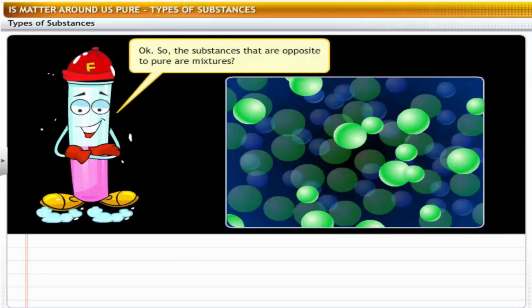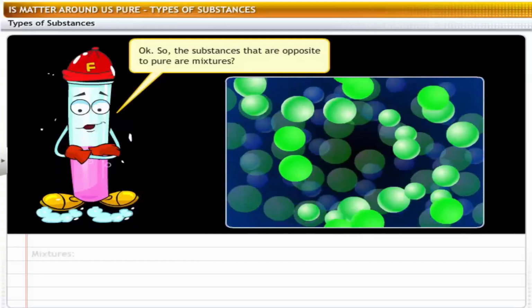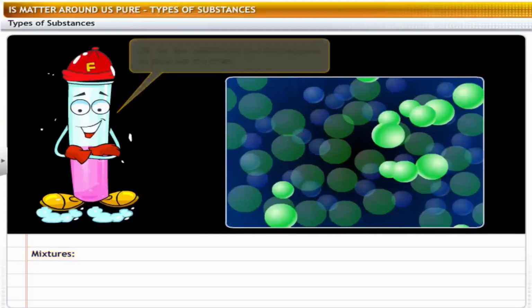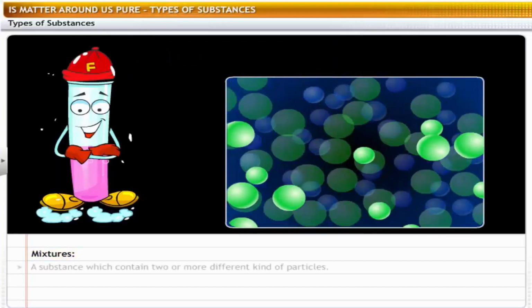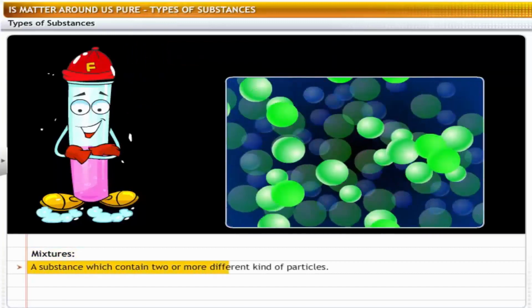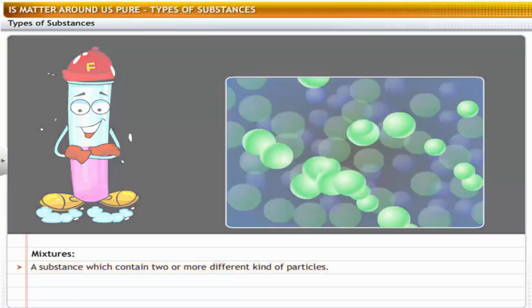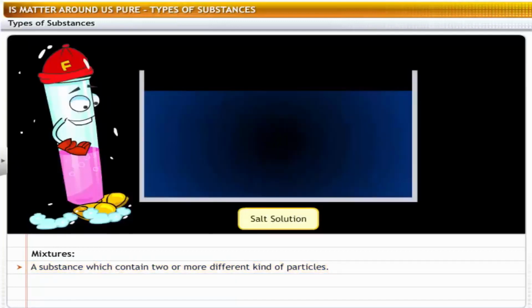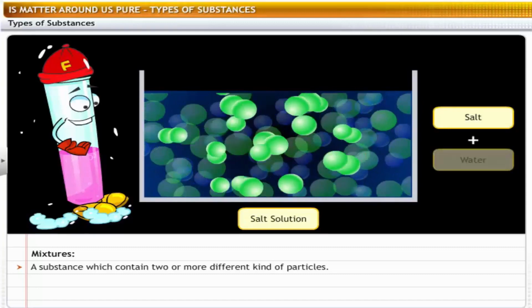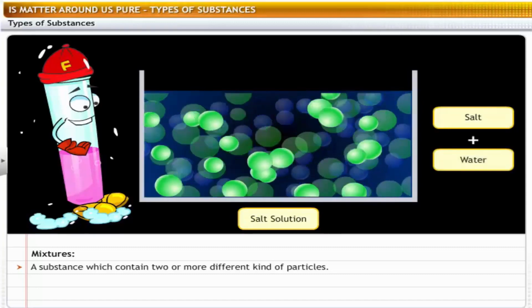Okay. So, the substances that are opposite to pure are mixtures? For a chemist, when a substance contains more than one type of a particle, it is known as a mixture. For example, salt solution is made up of two components, salt and water. Therefore, salt solution is a mixture.